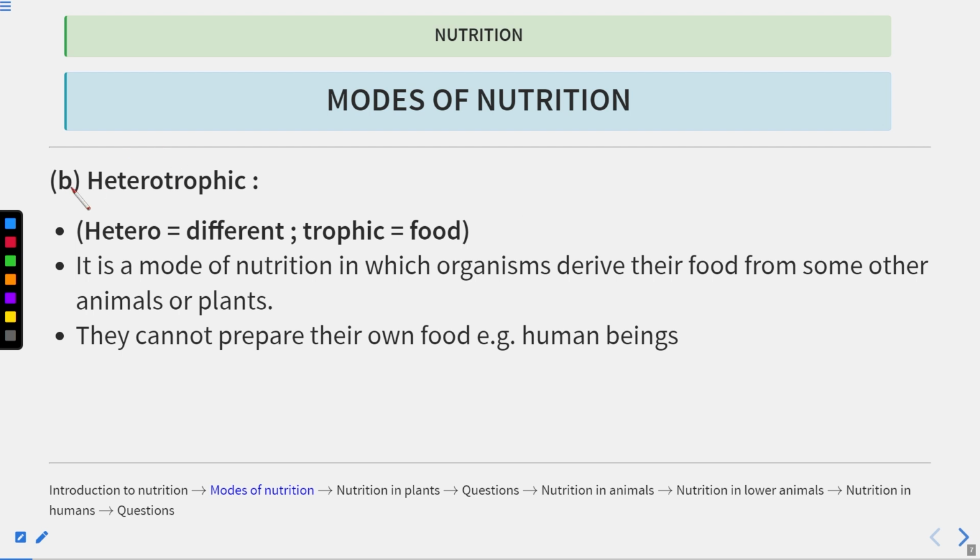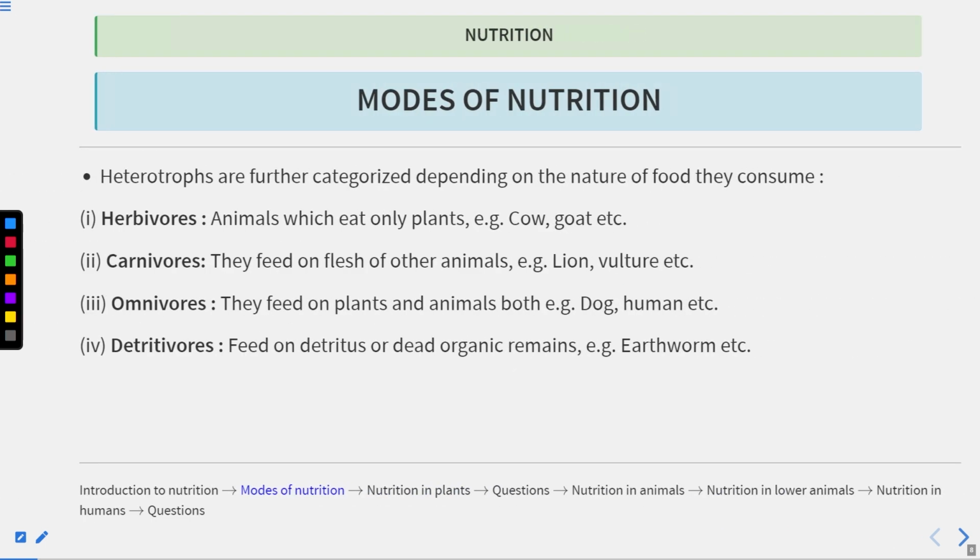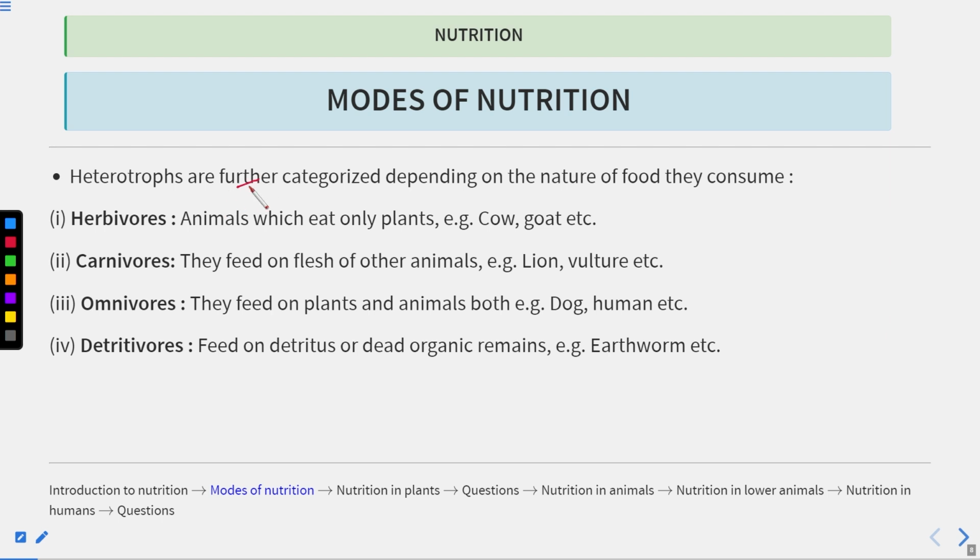Now, another mode of nutrition was heterotrophic. So hetero, again, it's made up of two terms. One is hetero, which means different, and trophic means food. Now, it is the mode of nutrition in which organisms derive their food from some other animals or plants. All right, so they are dependent on other organisms for nutrition, and they cannot prepare their own food. An example of heterotrophic organisms are human beings. Okay, clear? So heterotrophs now can be further characterized into herbivores, carnivores, omnivores, and detritivores.